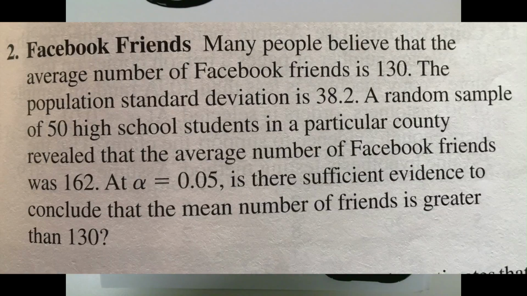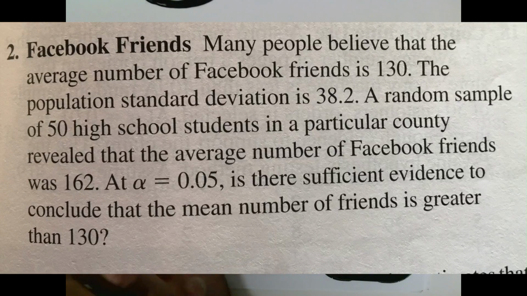Facebook friends. Many people believe that the average number of Facebook friends is 130. The population standard deviation is 38.2. A random sample of 50 high school students in a particular country revealed that the average number of Facebook friends was 162. At alpha equals 0.05, is there sufficient evidence to conclude that the mean number of friends is greater than 130?